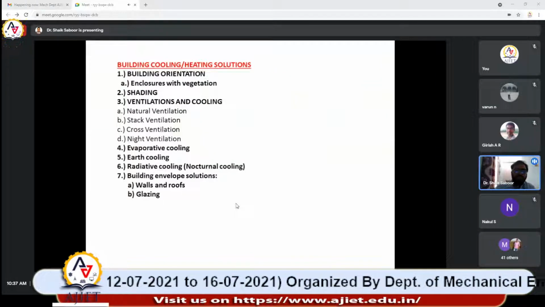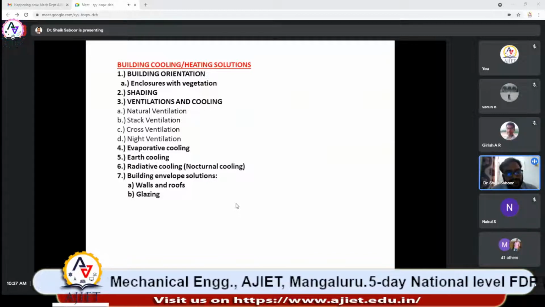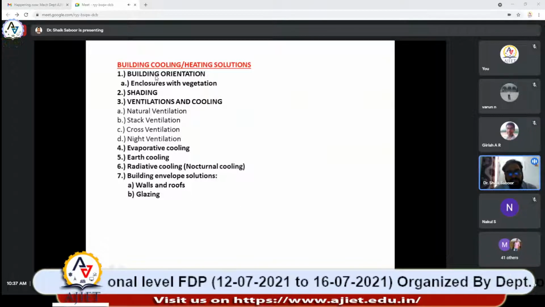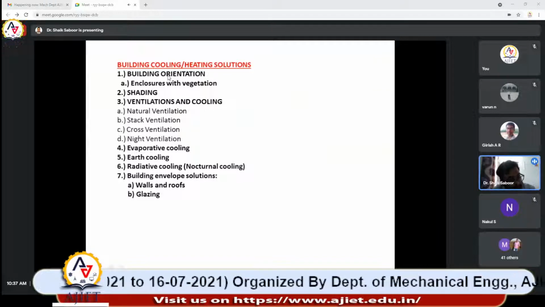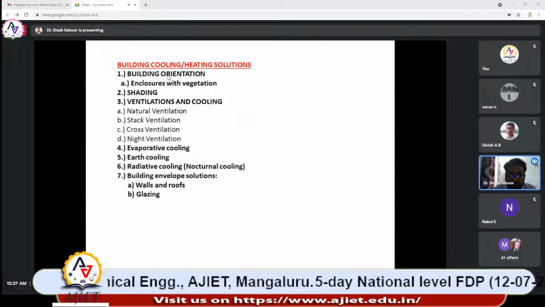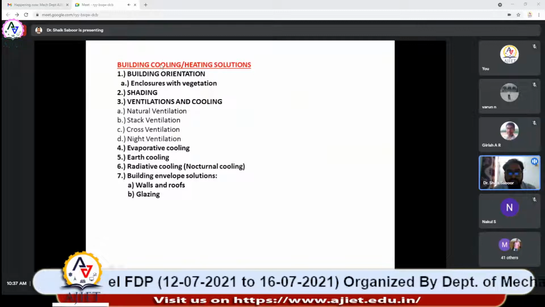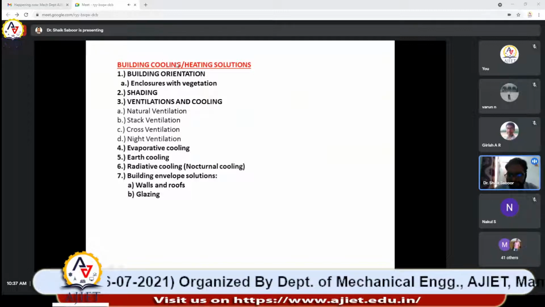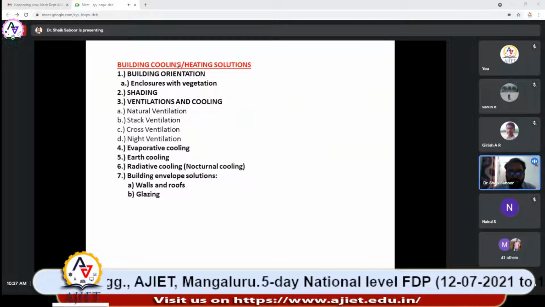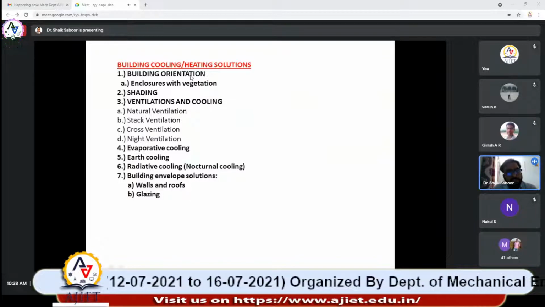So what are the different solutions that we have for building cooling and heating? As far as these things are concerned, I broadly classified them into some categories. It starts from the building orientation. How are you placing the walls? Whether they are facing east, west, north, south, or southeast, southwest, northeast, northwest, they actually matter in order to reduce cooling or heating loads. We are very much concerned with reducing cooling loads as we live in a country with a tropical climatic condition where cooling plays the predominant role. So building orientation plays a very important role.